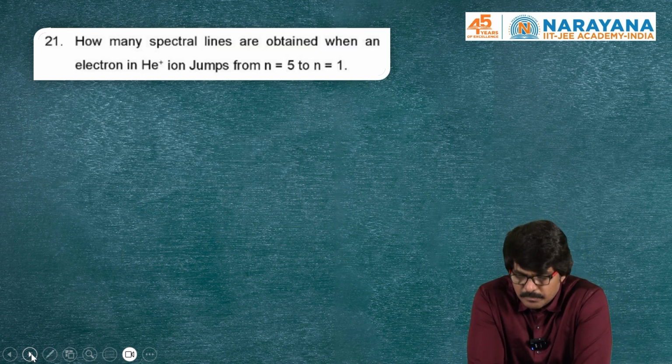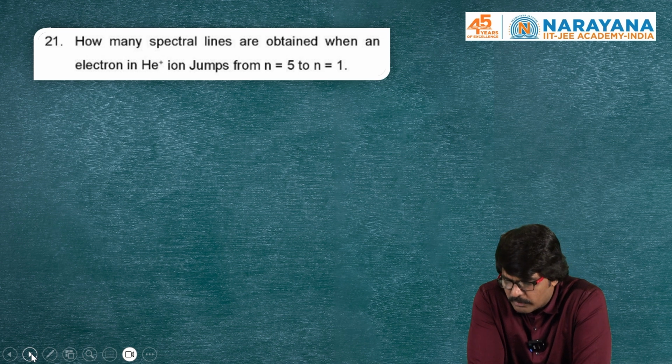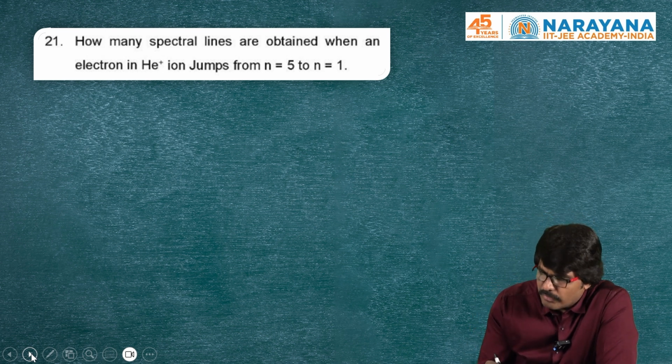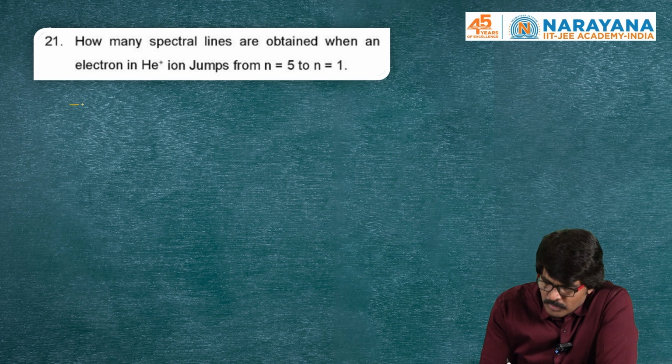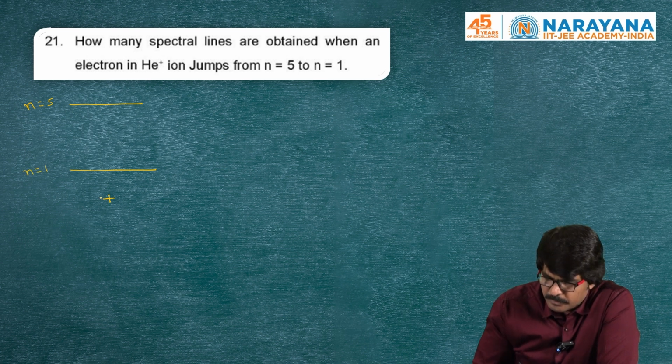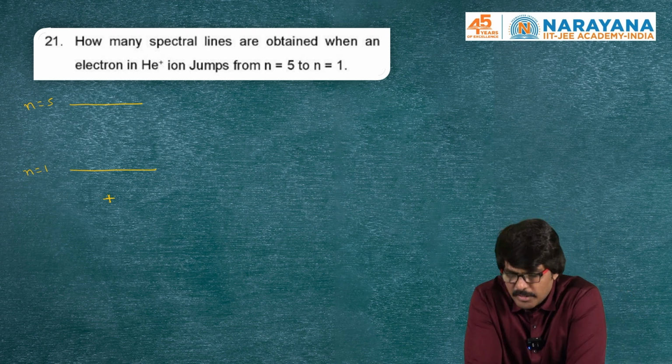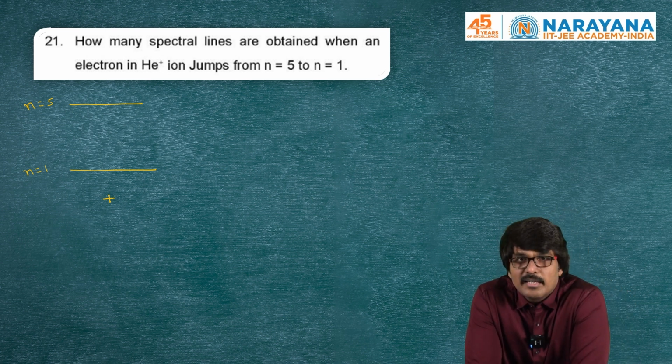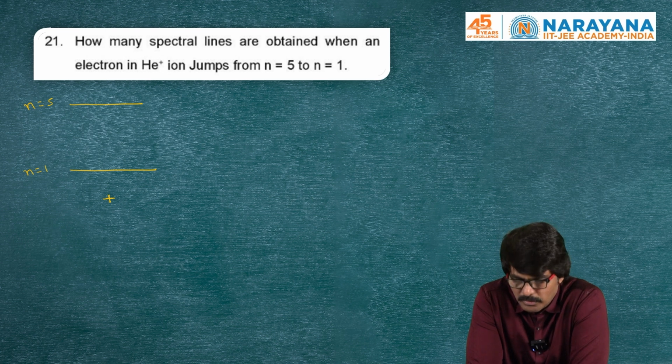And question number 21. How many spectral lines are obtained when an electron in He+ ion jumps from n equal to 5 to n equal to 1? So here this is a helium ion, n equal to 5, n equal to 1, and this is the nucleus. But in the question, it is not clear whether there are many helium ions or one helium ion. Therefore, I'll give you both the possible options.